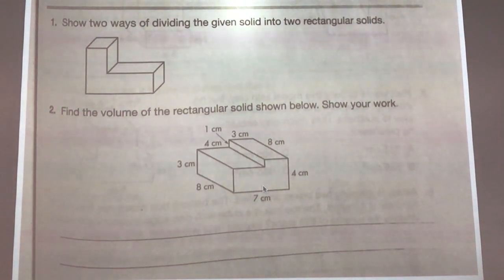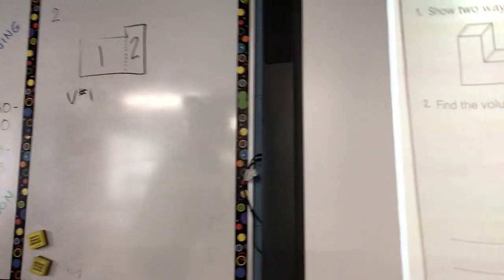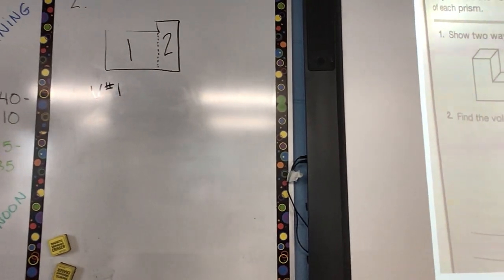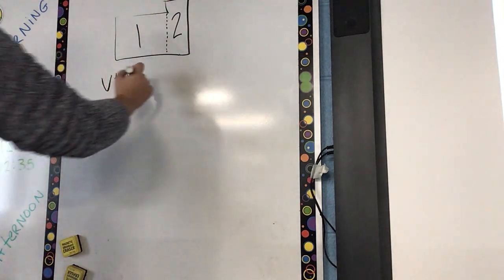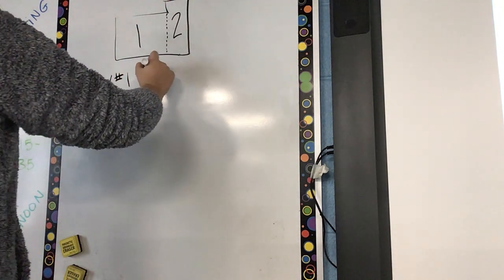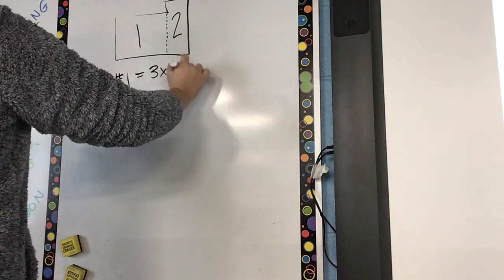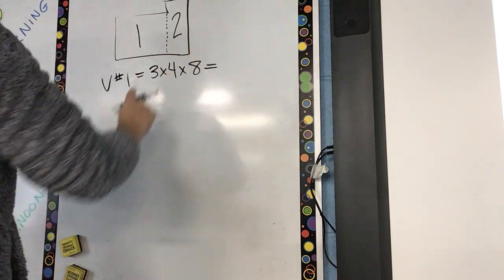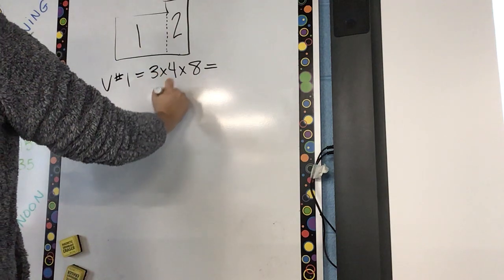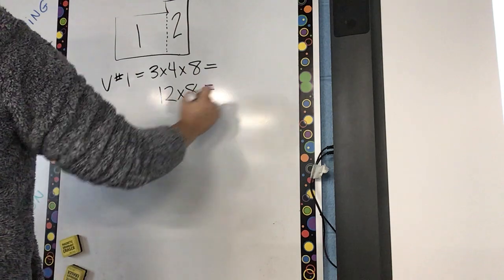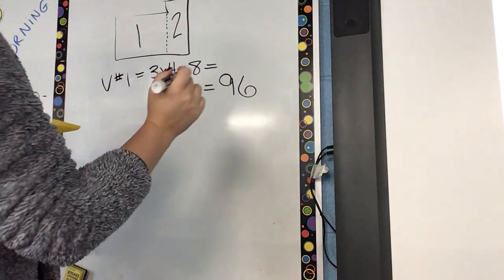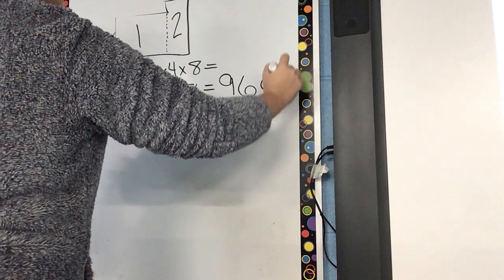So, sliding back over, lots of back and forth today. Volume number 1 equals 3 times 4 times 8. What's 3 times 4? 12. What's 12 times 8? 96. And our label is centimeters cubed.